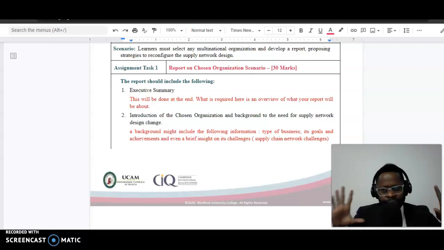So if you sketch the supply chain of any company, you would see the tentacles of that supply chain all over the globe, right? And that is the way the supply chain is designed. It's a critical part of your supply chain, the whole global layout of your supply chain. You would see it with Boeing as well. Boeing has suppliers all over the world. So anyway, introduction of the chosen organization and background to the need for supply network design change.